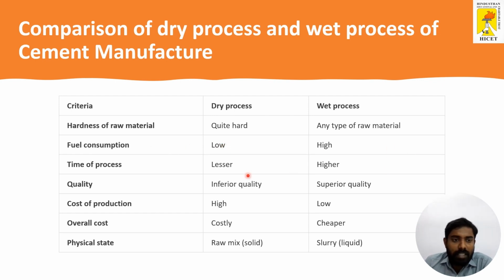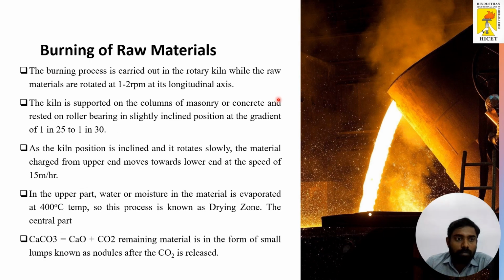And the time process for dry process has been less and the wet process has a higher time process. And the quality, dry process has an inferior quality and wet process has a superior quality. Cost of production, dry process has a high cost of production and the wet process has a low cost of production. Overall cost, dry process gets costly and wet process gets cheaper. And in physical state, raw mix, that is the solid mix, and in case of a wet process, that will be of a slurry mix.